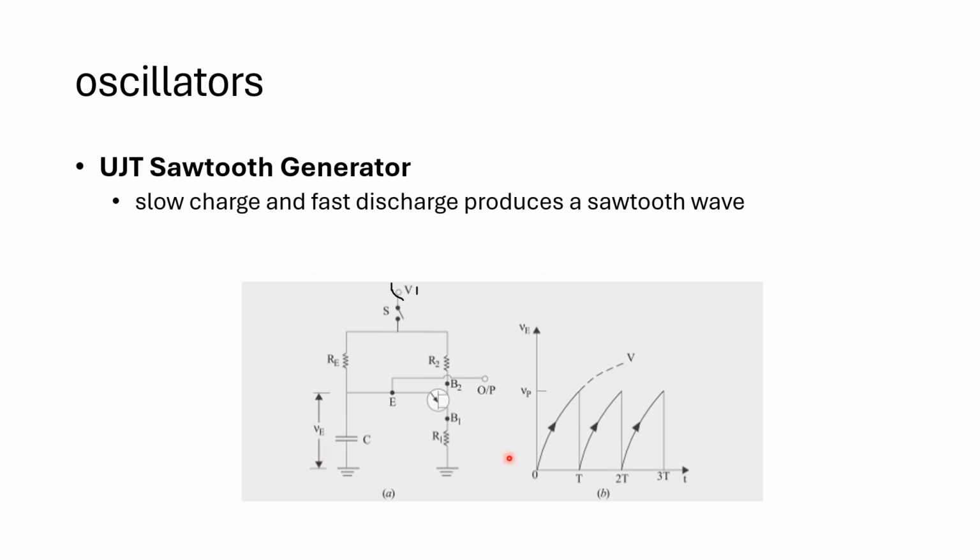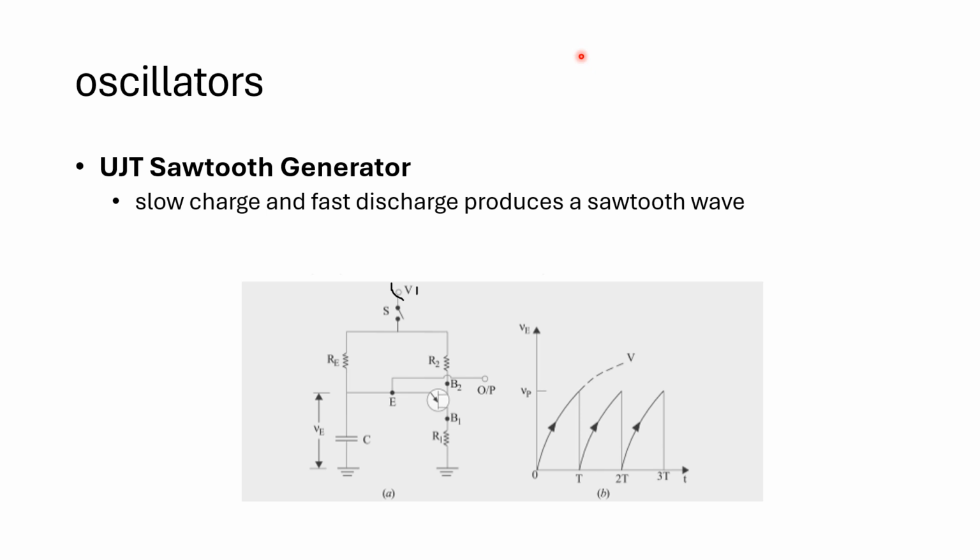Okay, so what happens when your switch here is initially closed? A small current is set up through R2, so this is our R2 and R1, via base 2 and base 1. And an initial reverse bias is established across the emitter and our base 1.